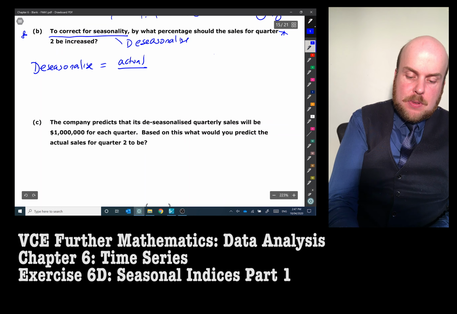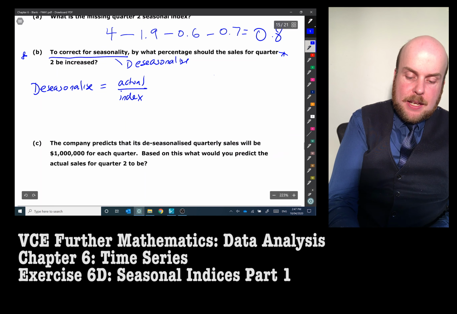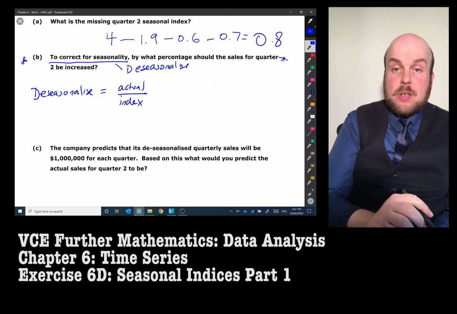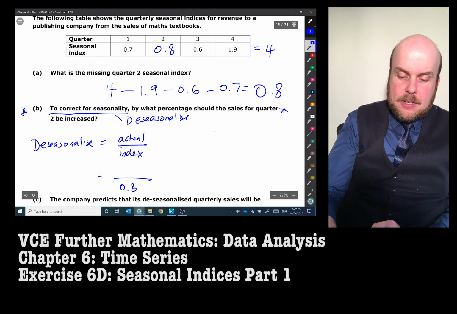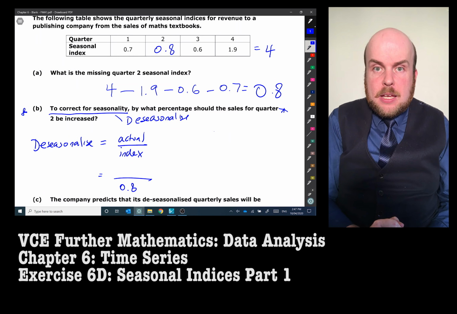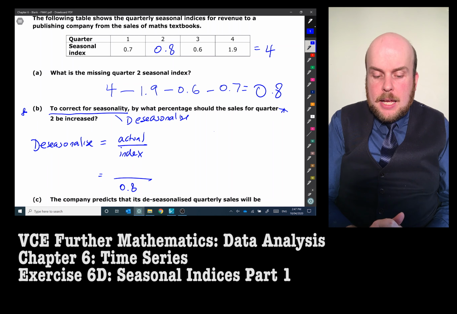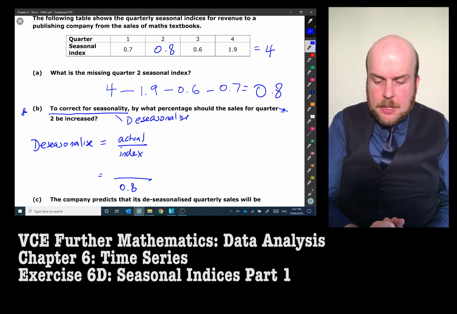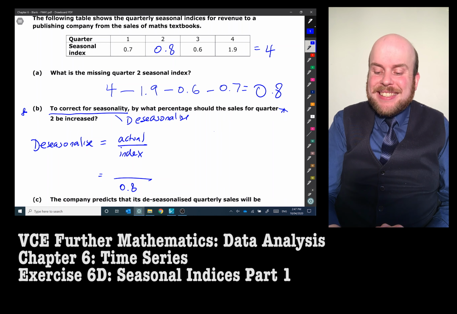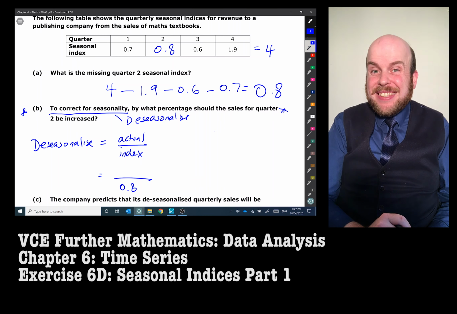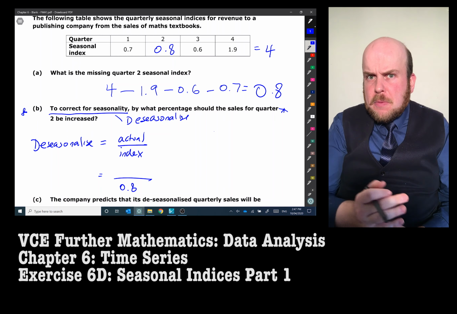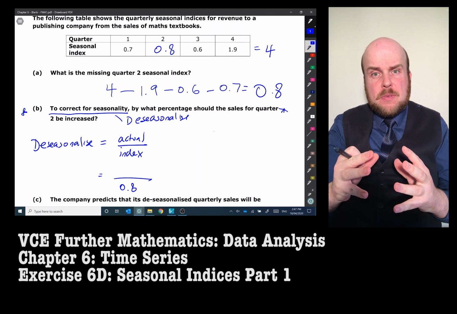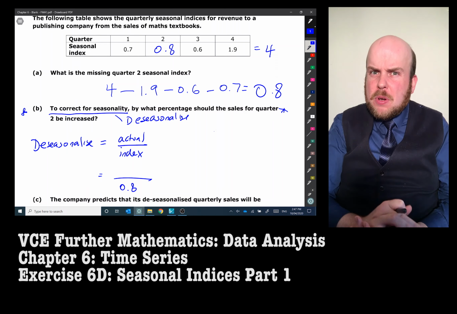Deseasonalized is equal to actual divided by index. So I can already fill in part of it, which is 0.8, because that's the seasonal index for the second quarter. But what do I put in the top? By what percentage should the sales for quarter 2 be increased? The sales, plural, so we need to refer to all of them. When they calculated all of this, they would have taken all of the sales and found the average. And what is the average sales?